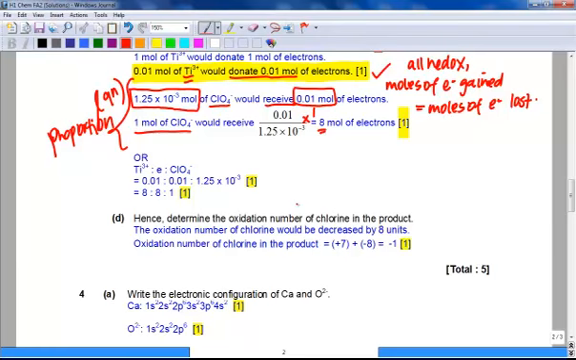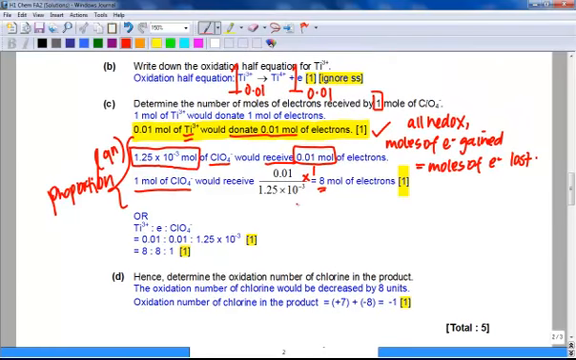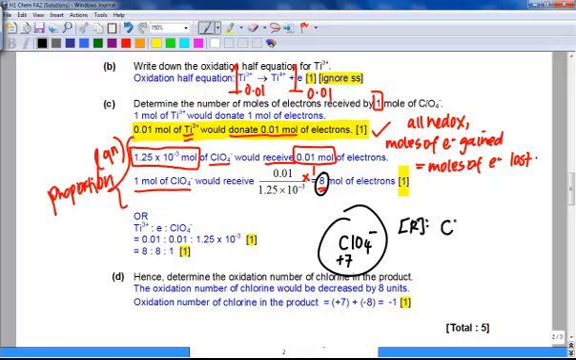Hence, determine the oxidation number of chlorine in the product. In this case, it requires you to think a bit. Initially, you have ClO4 minus and the oxidation number is +7. So I know that in this case, I receive 8 moles of electrons. So what I can do is rewrite this portion as a reduction half equation. So let's say Cl 7 plus, and I receive 8 electrons.